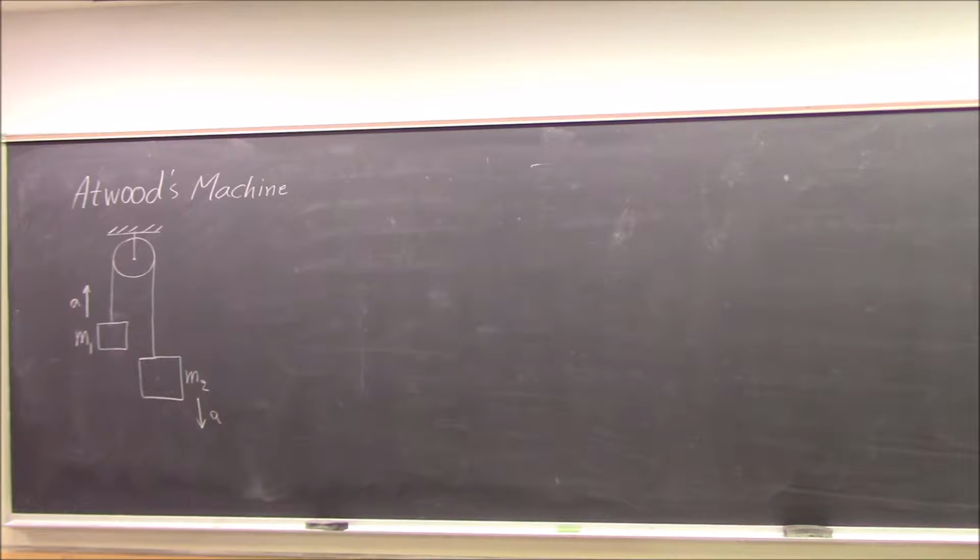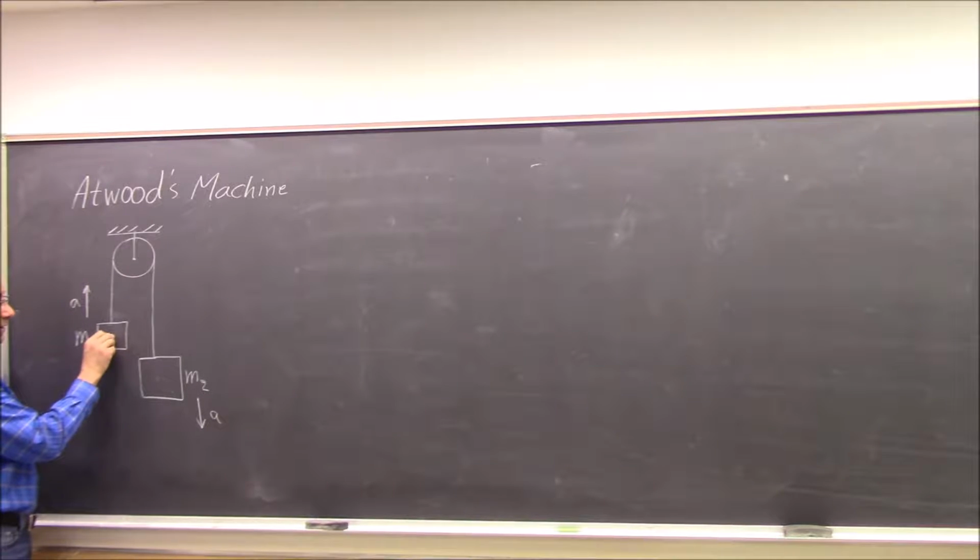So this is the Atwood machine, M1 and M2. M2 is greater than M1. M2 goes downward, M1 goes upward. They both have the same magnitude of acceleration. You want to find the acceleration and also the tension on the rope. So how many forces are acting on each one of these?